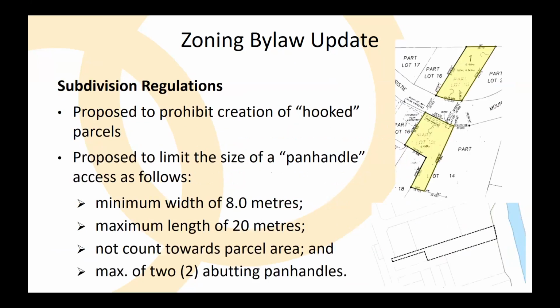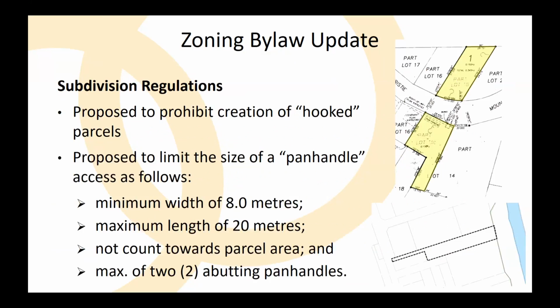Some minor changes to the subdivision regulations. It's proposing to prohibit the creation of a hooked parcel. For those who aren't familiar with what a hooked parcel is, it's one where there are two distinct parts of a parcel, and they're usually separated either by a road, a laneway, highway, etc. I've tried to highlight an example up here, top right in the image.